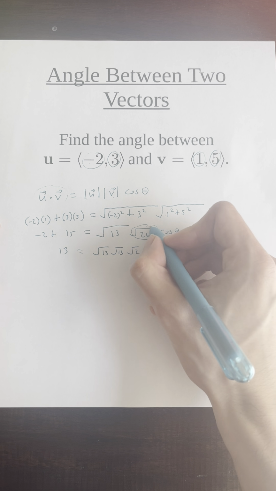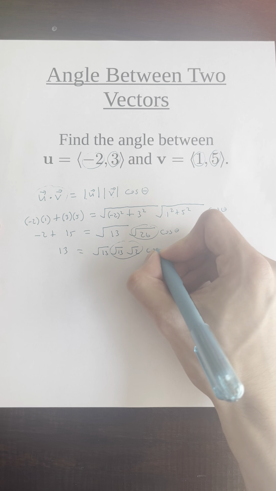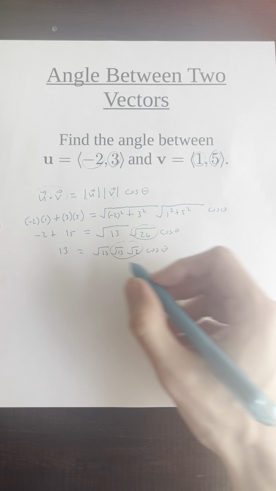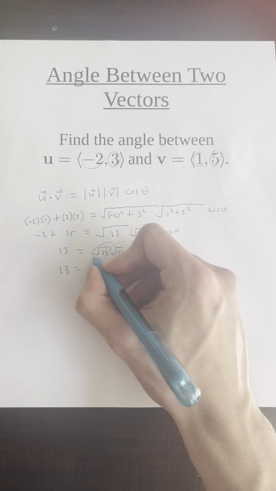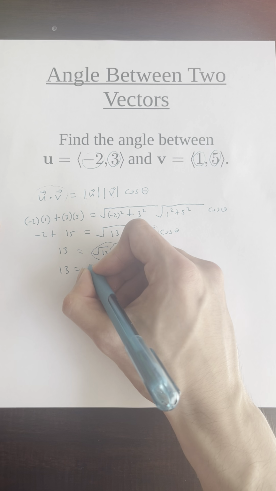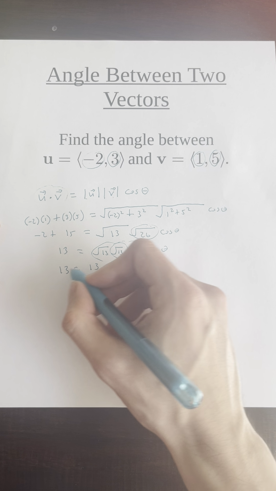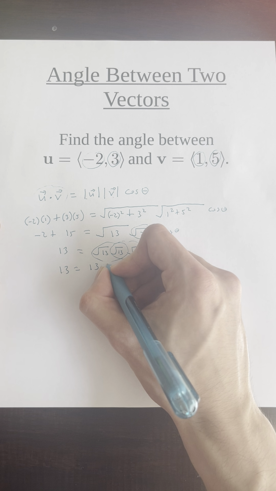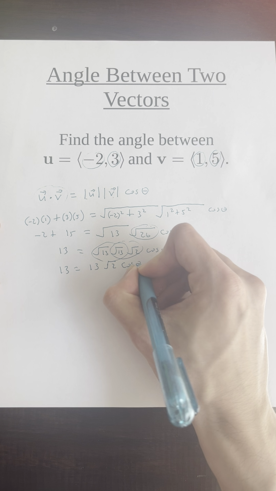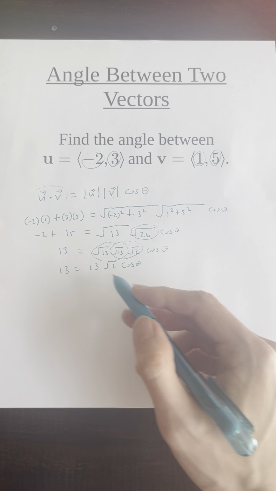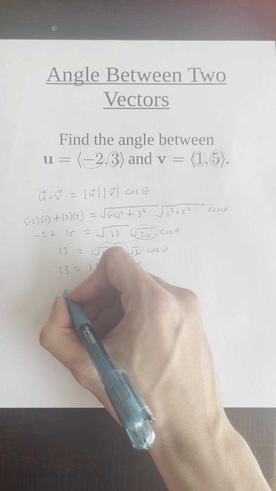So basically I split this up. Why did I split it up? Because I know that square root of 13 times square root of 13 is just 13 itself, which matches with this. Why do I want it to match? Because I can divide both sides of the equation by 13.